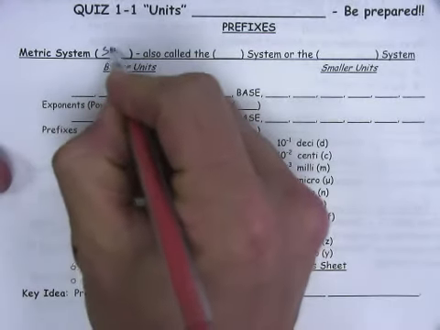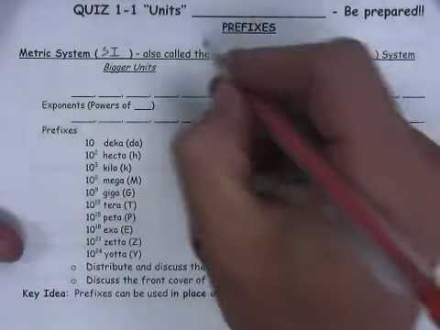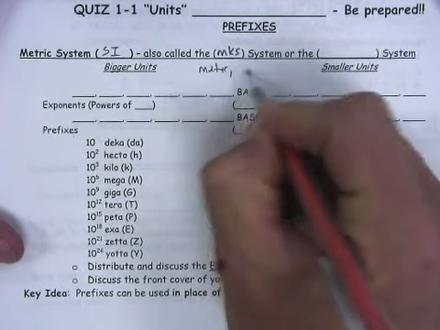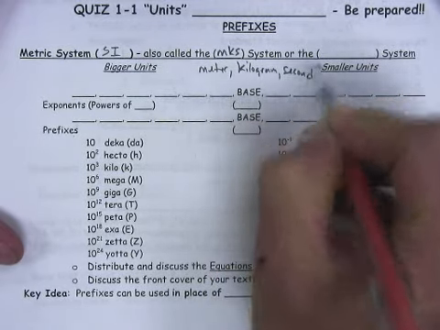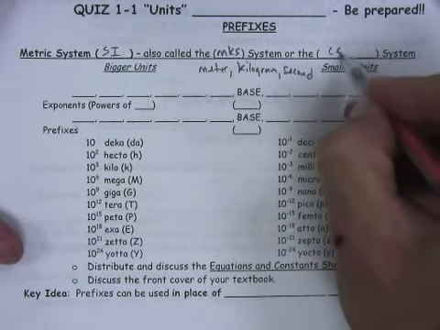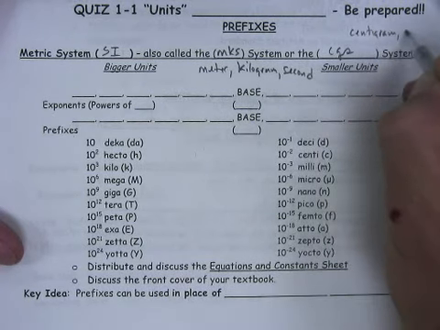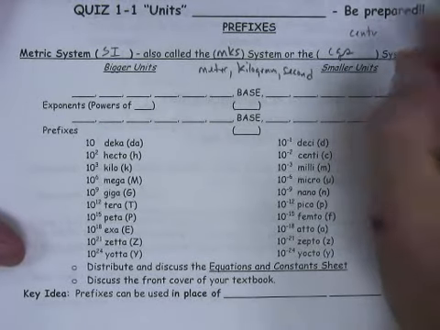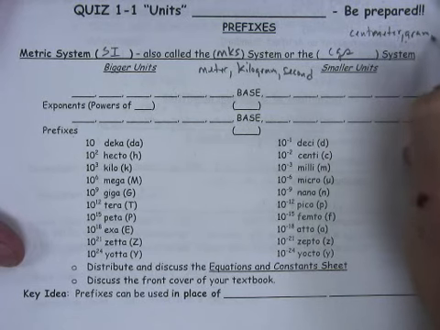The metric system has an abbreviation. It also goes by the SI system. There are two other abbreviations for it. It's also called the MKS system. That would be meter, kilogram, and second. And the other one is called the CGS system. That is an older one. That would be centimeter, I had that wrong, gram, and then second.